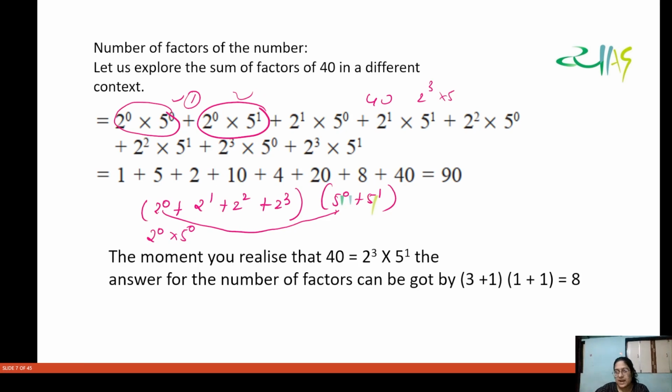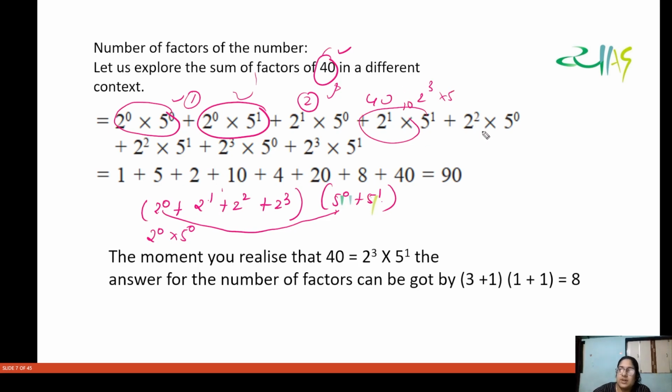So this becomes a factor. Okay, because this is also a factor. 5 is a factor of 40. Obviously 5 is a factor of 40. Then you have 2 to the power 1 into 5 to the power 0. That means 2 is a factor of 40. Yes. Then you have 2 to the power 1 and 5 to the power 1. That means 10. Yes. 10 is a factor of 40, yes.